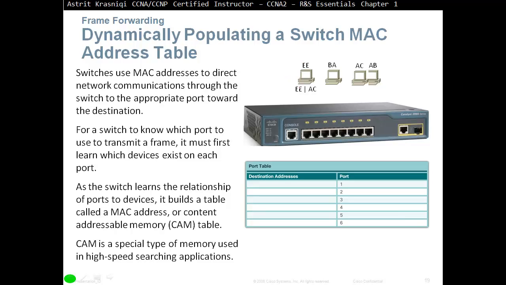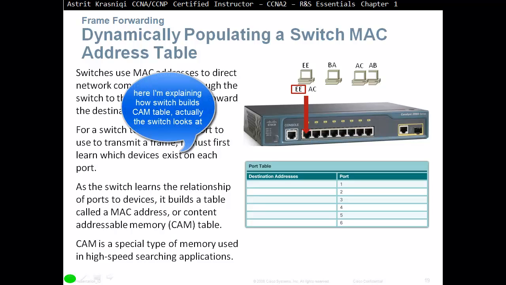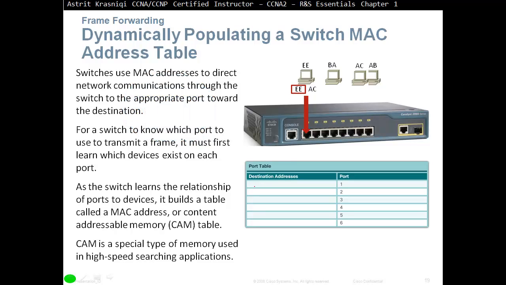So it's sending information to AC. AC is this PC here. As it's coming in, the frame comes into the switch. The first thing the switch is going to do is identify what port it came in on and what the MAC address of that frame is. Then it's going to write down on the table, okay, MAC address EE just came in on port 1. Okay, I'll keep that in mind. This is going to be in the memory for 5 minutes.